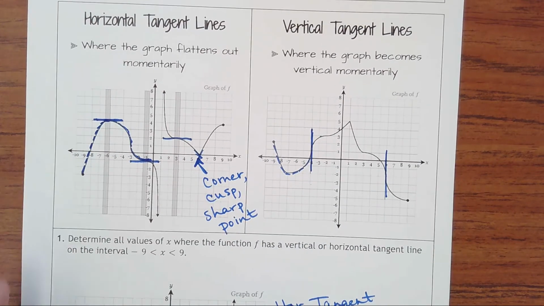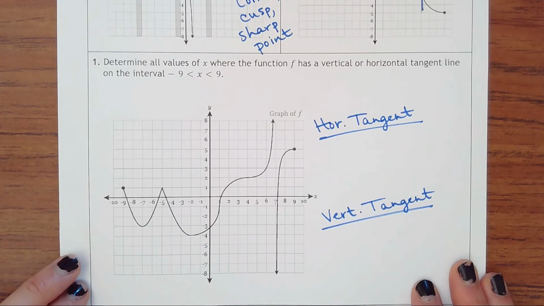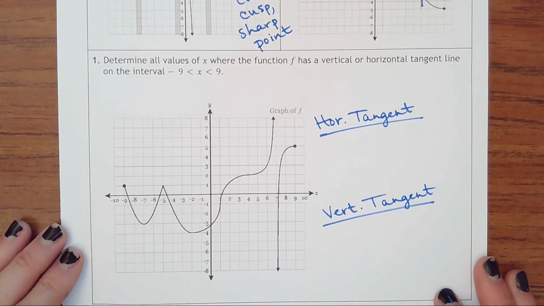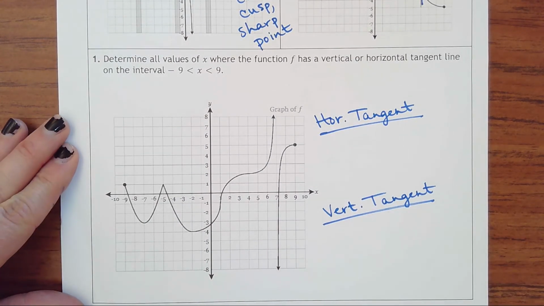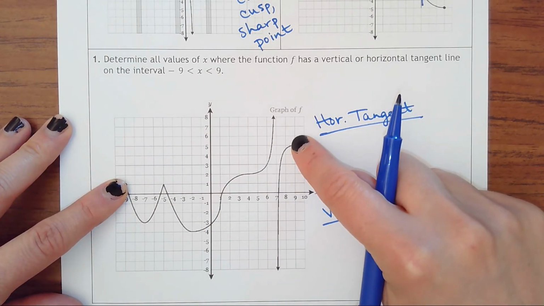So let's try one. Your questions will only ask you about horizontal or vertical one at a time, but I wanted to go ahead and combine this and put both. So we're going to determine all the values of x where the function f has a vertical or horizontal tangent line on the interval -9 to 9. So see how it's not included? We cannot include our endpoints as a tangent line.